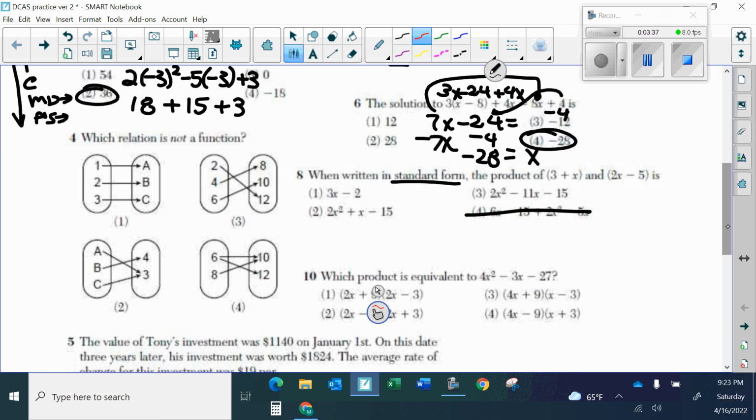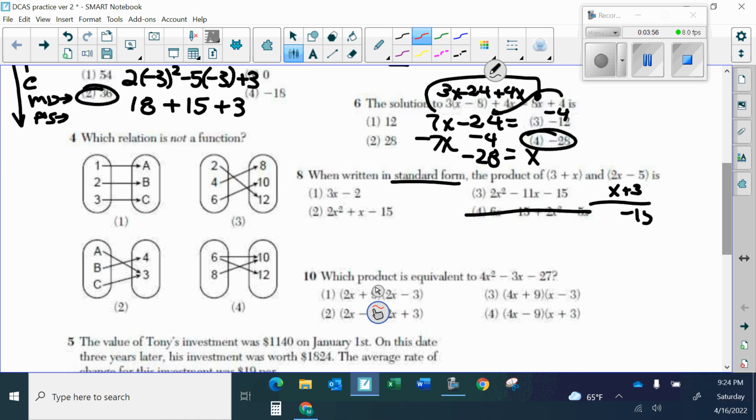Okay, the product, so that means multiply. 2x minus 5 is in standard form. Notice the 3 plus x is non-standard form, so I'm going to rewrite it as x plus 3 in standard form. And then go ahead and multiply. You can use the vertical method, or you can just draw your arrows like we did in multi-binomials together. It doesn't matter, you're going to get the same answer.